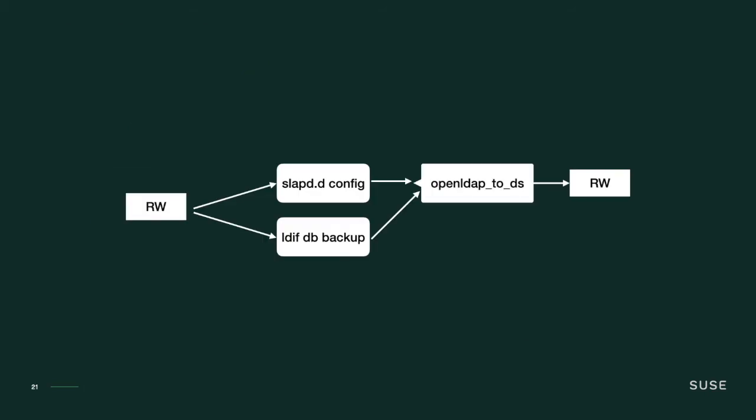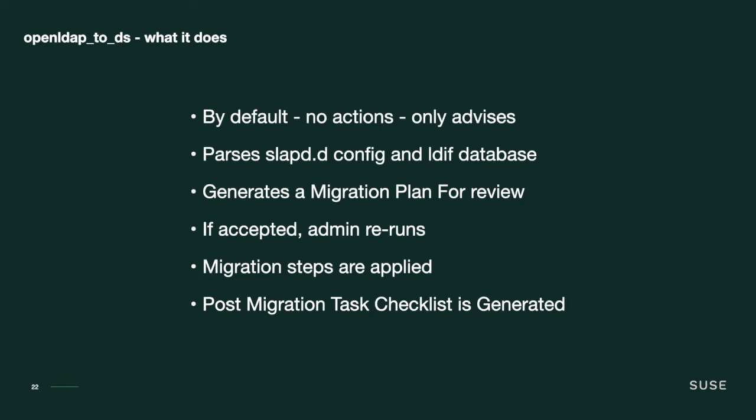The key part of this process here is this step where we do the first data migration and conversion through the openldap2 tool. What it does, by default, we take no actions. We only advise on what we will do. What it does is it parses your slapd config and the LDIF database that you have. It will generate a migration plan for you to review. If you accept it, you will rerun the tool and the migration steps are applied to the 389 DS instance. And we even create a post-migration task checklist of things that you should then go and follow up.